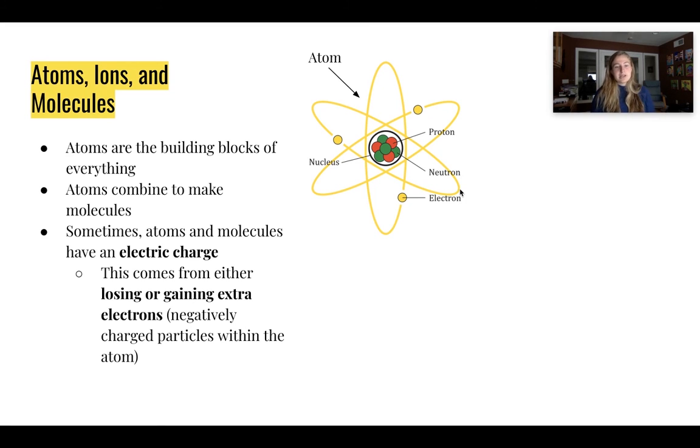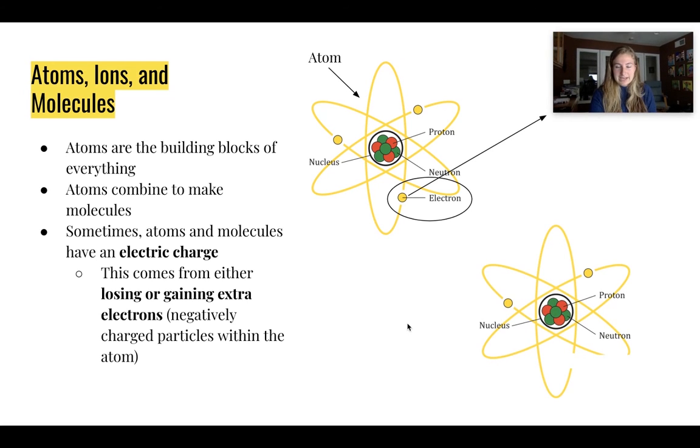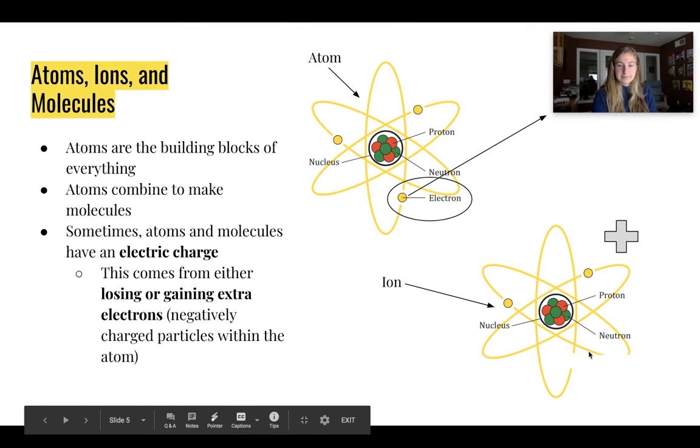Now sometimes atoms and molecules can carry an electric charge, and this electric charge comes from either losing or gaining electrons. So we have a neutral atom right here. This has no charge. But what if we take this electron right here and we boot it out? What we get is an atom with a positive charge, and this is what we call an ion. So see, it's missing its electron right here, and so now it becomes an ion.